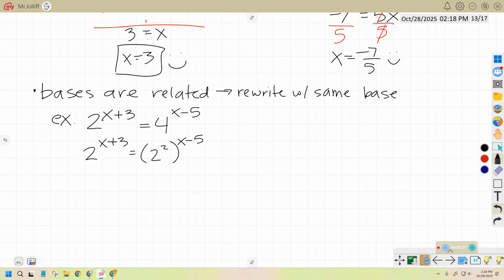Then we're going to use properties of exponents. This is a power of a power. Exponent of an exponent. When I have a power of a power, what do I do with those exponents? Multiply. Yeah. So we're going to do 2 times x minus 5. And remember that when you multiply, you have to distribute. So the 2 goes both to the x and the minus 5. So 2x minus 10.